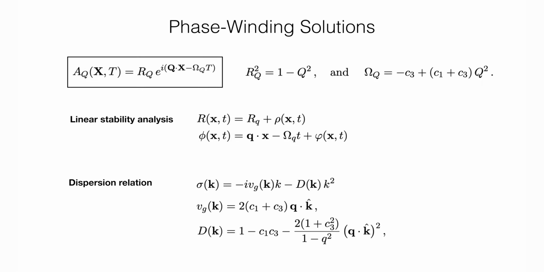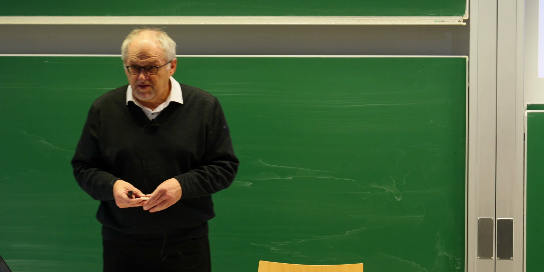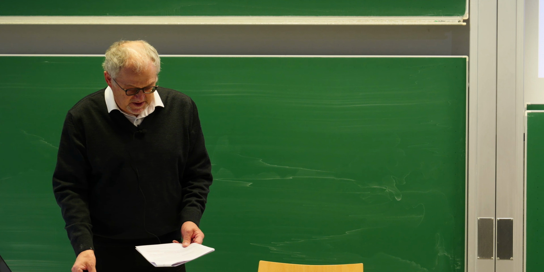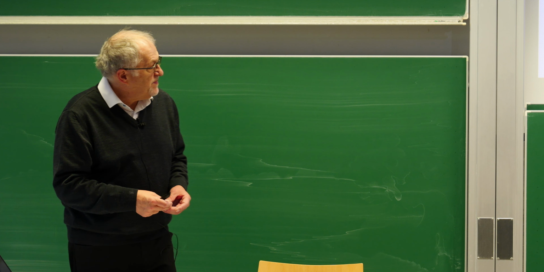The group velocity, if you write it out, is this combination of coefficients in the Ginzburg-Landau equation times the projection of the wave vector q in the perturbations rho and phi on the wave vector q of the plane wave. And the dispersion relation for the diffusion coefficient is interesting because it has minus signs, and that means that diffusion coefficients can become negative here. And that's a very simple way of finding out when these plane wave solutions are unstable. All right?